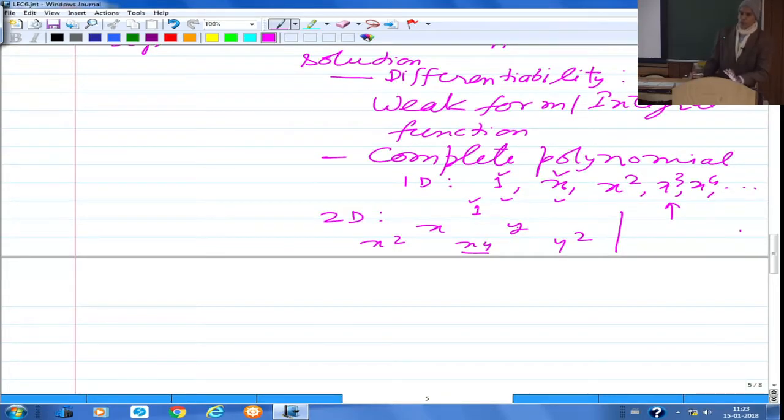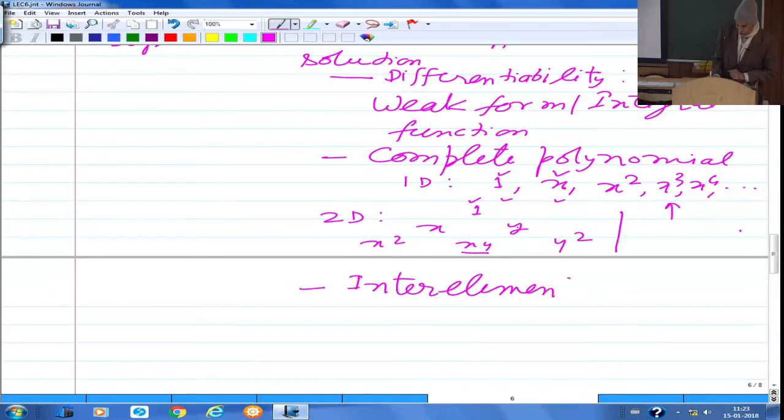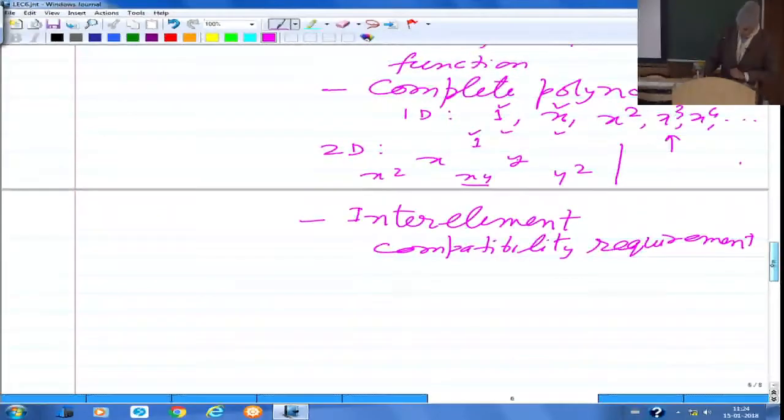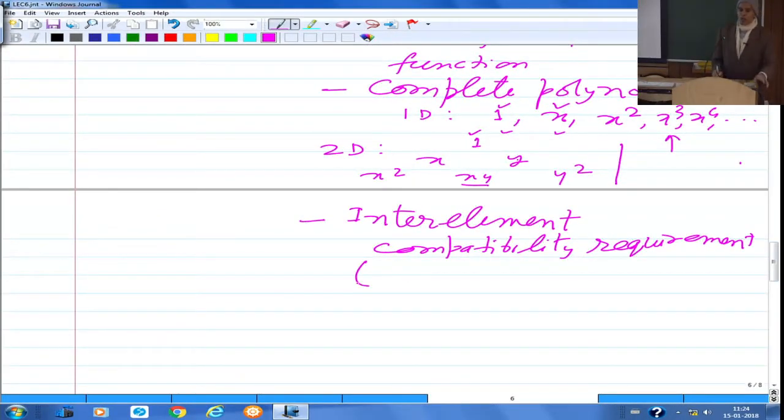If you are using polynomials as your base functions for assuming the approximate solution. Then the third requirement is inter-element compatibility. That means what variables should be continuous across the elements. So, inter-element compatibility requirement. And what you need is that your primary variables, or in solid mechanics, geometric quantities, must be continuous across the elements.